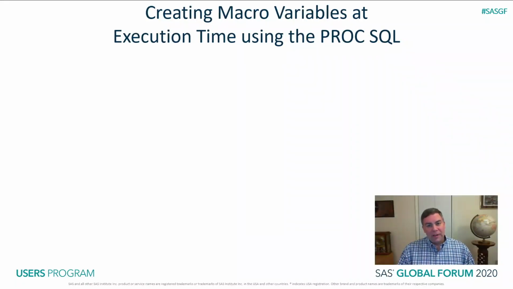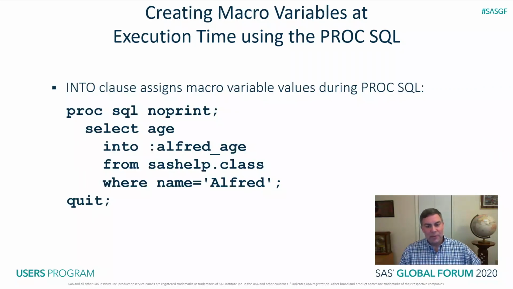Another way we can create a macro variable at execution time is using PROC SQL. Just like we used CALL SYMPUTX in the data step to do this, we can use PROC SQL to do this. And we do that using the INTO clause. Now the INTO clause is not a part of the ANSI SQL standard that exists outside of SAS, but it's something that SAS has added on to the SQL language in order to interact with macro variables.